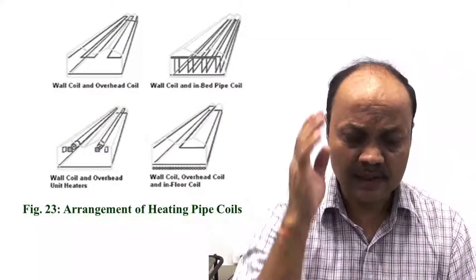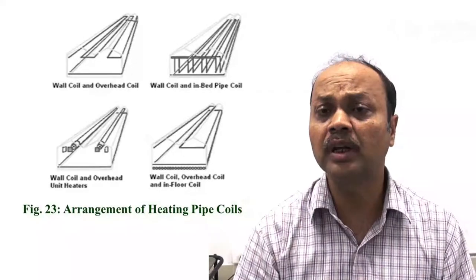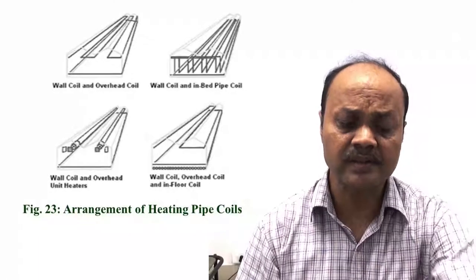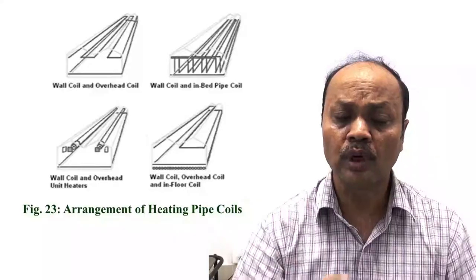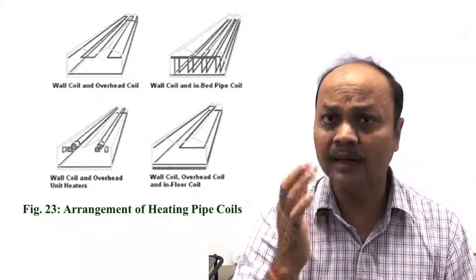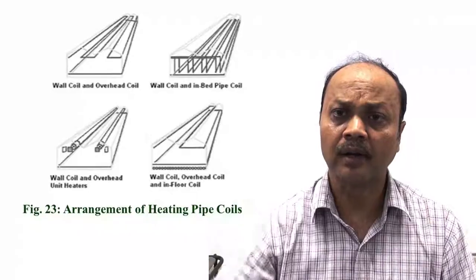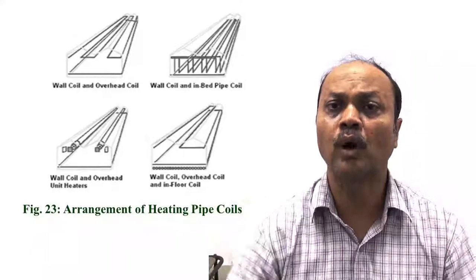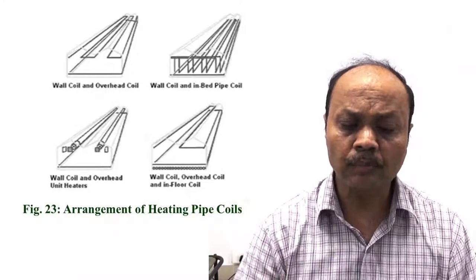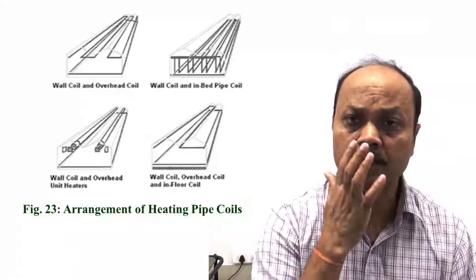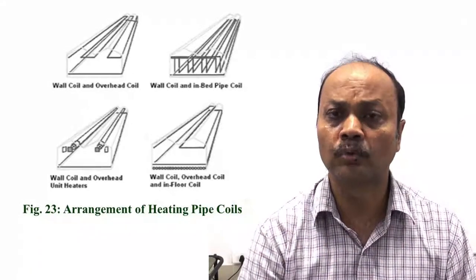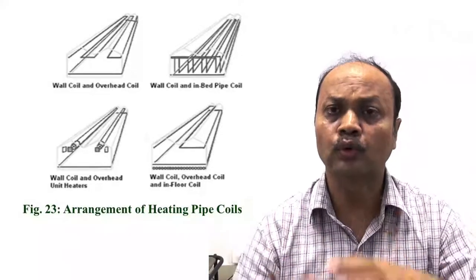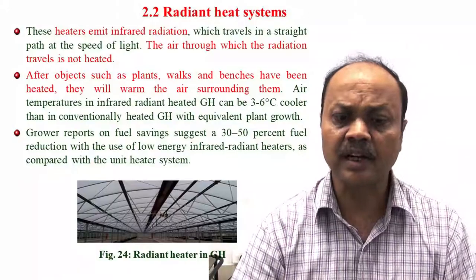So you can see that here, normally we can pass heated water or steam throughout the greenhouse, through various arrangements of heating pipe coils. So you pass the heating coils, and if soil heating is required, then we pass them through your bed, right? And at different locations, so that the heat is distributed uniformly throughout your greenhouse, okay? So as I told, the water or steam system is used to transmit the energy throughout the greenhouse.